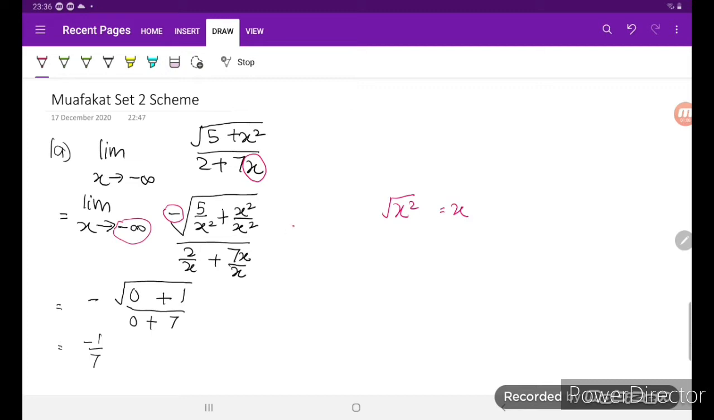So we will get 1 mark here, and then we substitute and simplify, you get another mark. Okay, because this one will give you 0 and this one will give you 0. This one will give you 1. This one will give you 7. And then final answer, we will get J1.